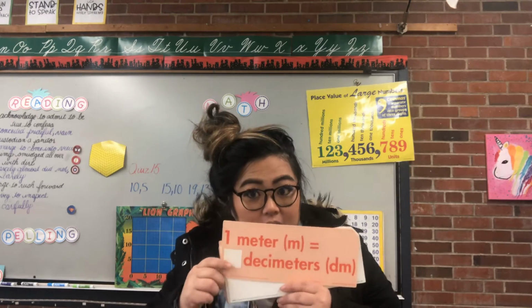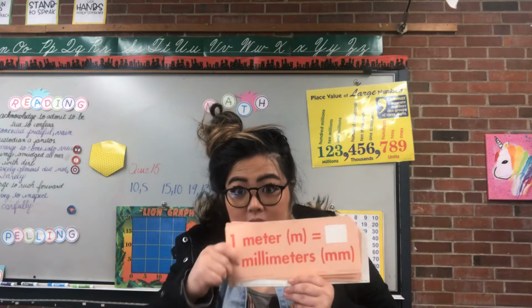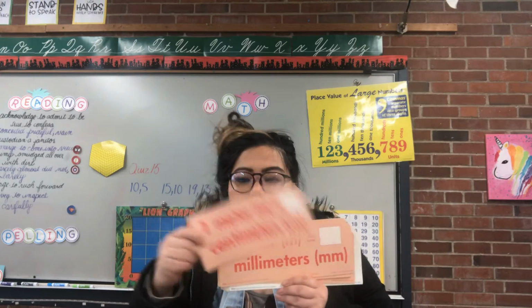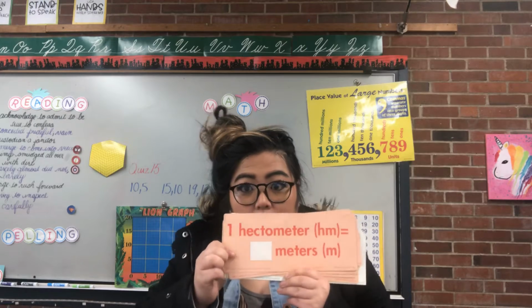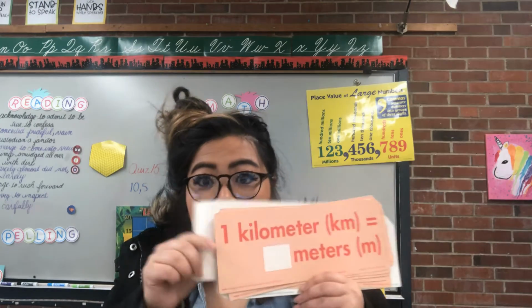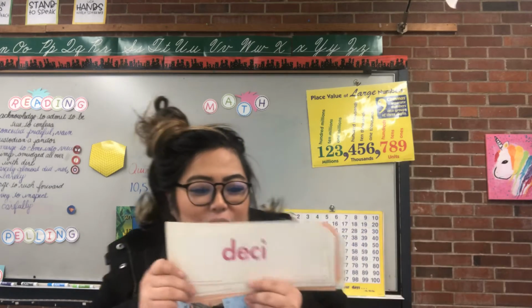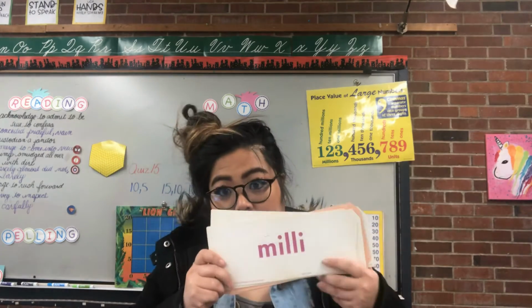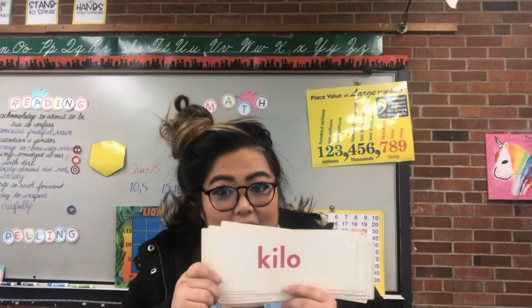All right, let's go over some metric cards. C to M, 10. Milli, 1,000. 100. 100. 1,000. Deca is 10. 1/100th or 0.01. 1/10th or 0.1. 1/1000th or 0.001. 100. 1,000.